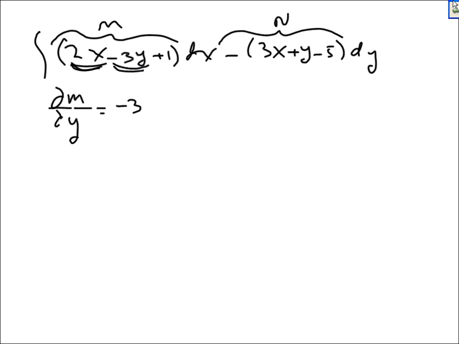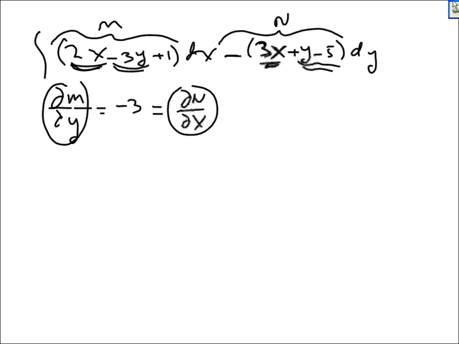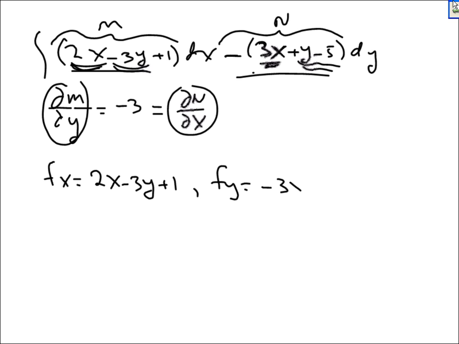Okay. Now I want to find the partial of N with respect to x. Only this is a function of x. This has a constant. The derivative is 0. The derivative of negative 3x is negative 3. These two are equal. Okay, so then we say, all right, fx equals 2x minus 3y plus a constant, and fy equals this. I'm going to distribute the negative sign.